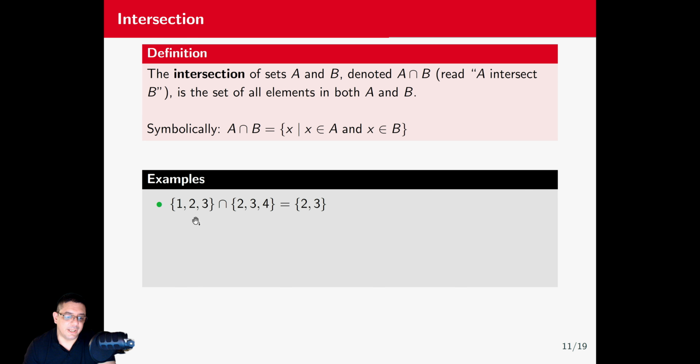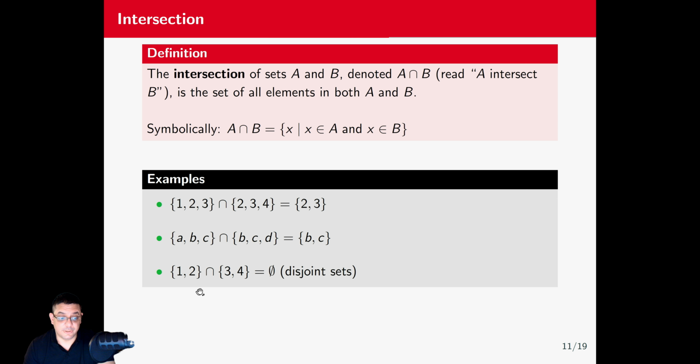For example, if we take the intersection of {1, 2, 3} and {2, 3, 4}, notice that 2 and 3 are common, so that's going to give me the intersection. If I take {a, b, c} intersected with {b, c, d}, once again, b and c are common, so that's the intersection. If I do the intersection between {1, 2} and {3, 4}, notice that there is no common element, so these sets are disjoint, and the intersection is empty. The intersection is going to contain only elements that show up in both of the sets.